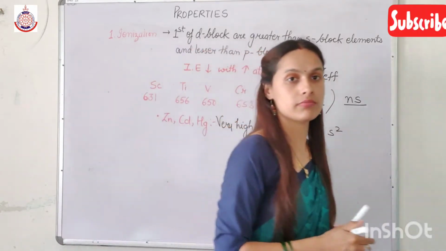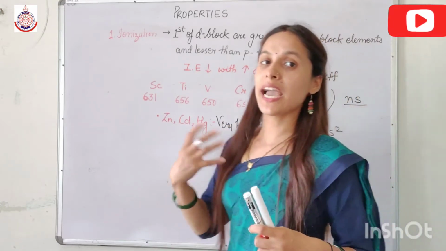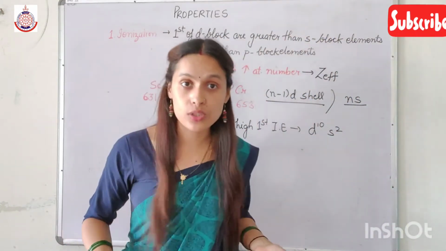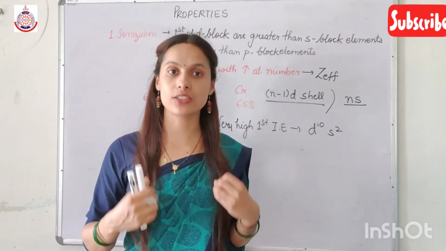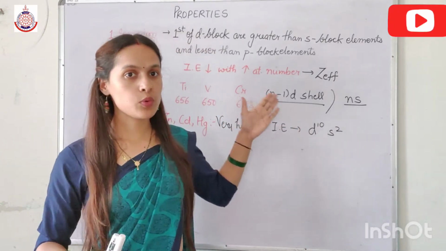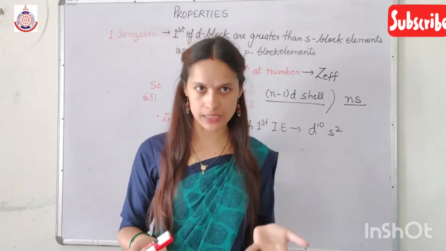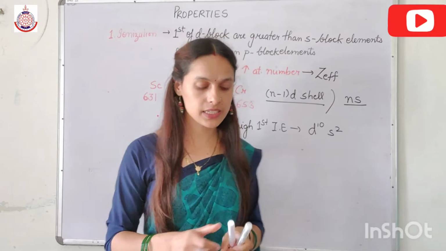जो आपके जिंक, कैडमियम और मरकरी हैं तीनों सीरीज में, उनकी आयनाइजेशन एंथैल्पी बहुत ज्यादा होती है ड्यू टू देयर स्टेबल इलेक्ट्रॉनिक कॉन्फ़िगरेशन. Now we are saying that as we move left to right in a period, what happens? Ionization enthalpy increases.